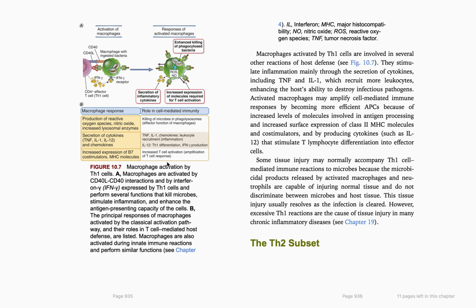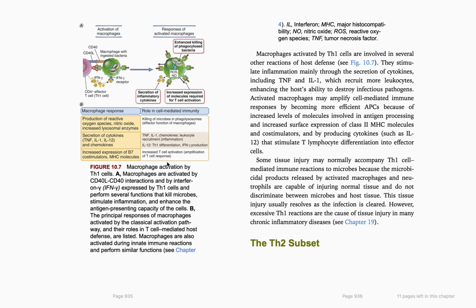Some tissue injury may normally accompany T helper 1 cell mediated immune reaction to microbes because the microbicidal products released by activated macrophages and neutrophils are capable of injuring normal tissue and do not discriminate between microbes and host tissue. This tissue injury is usually resolved as the infection is cleared. However, excessive T helper 1 reactions are the cause of tissue injury in many chronic inflammatory diseases. We'll see it in chapter 19.